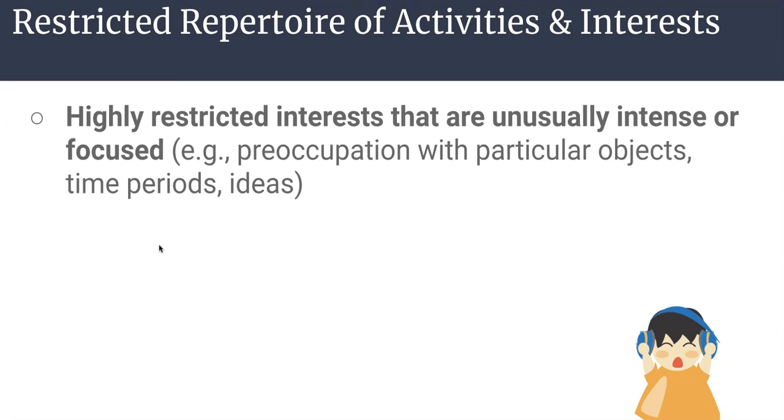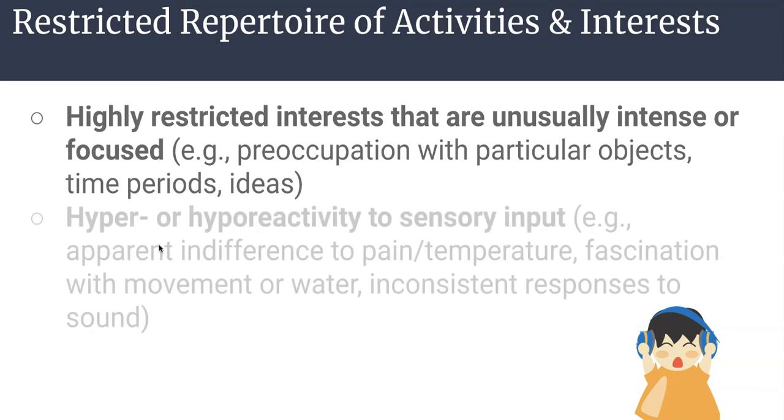They'll often have highly restricted interests that are unusually intense or focused. So a preoccupation with particular objects, time periods, ideas. Again, some adults with autism will tell you that can be a really good thing, that they are focused on things, that you've got some people with autism that are really into the work that they do and are really, really successful. So, is this a problem? Is this actually a superpower? It's going to depend on what it is, right?